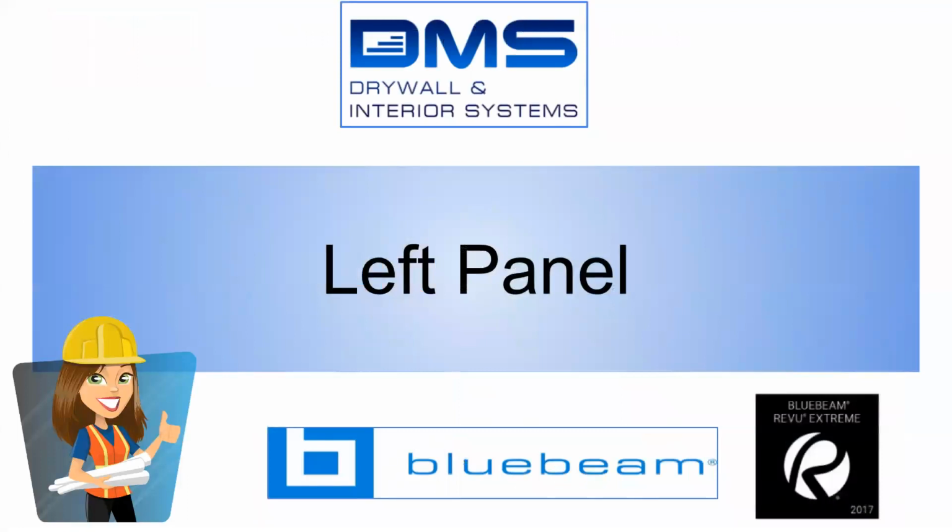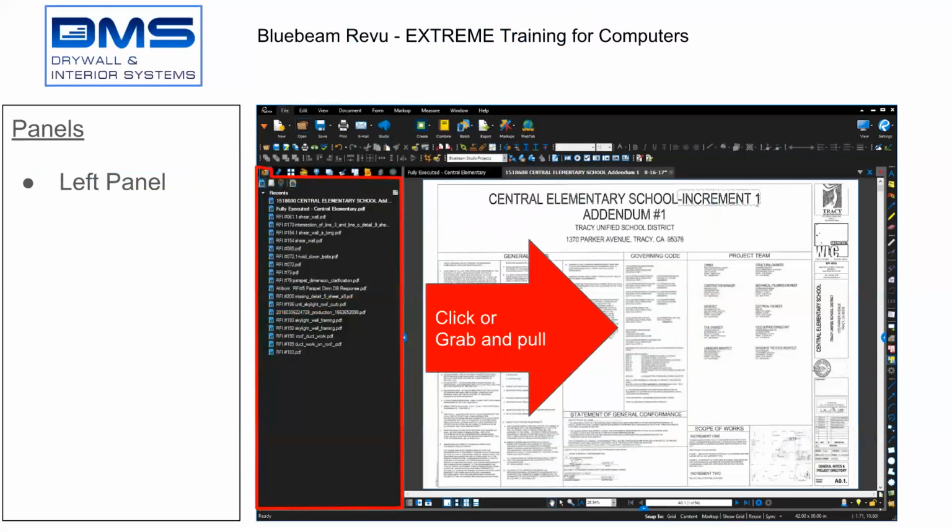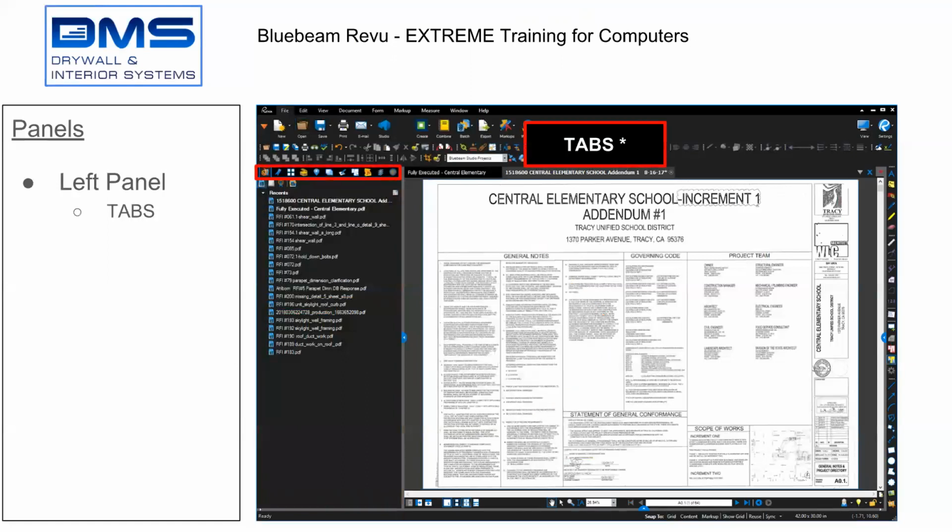So let's take a look at the left panel. In the left panel, you click and grab or pull it open, and you're going to see a whole list of new information that comes in here. In this panel, there are tabs. For this demonstration, I have turned all the tabs on in the left panel. All these tabs are interchangeable and can be modified and customized depending on your preference.